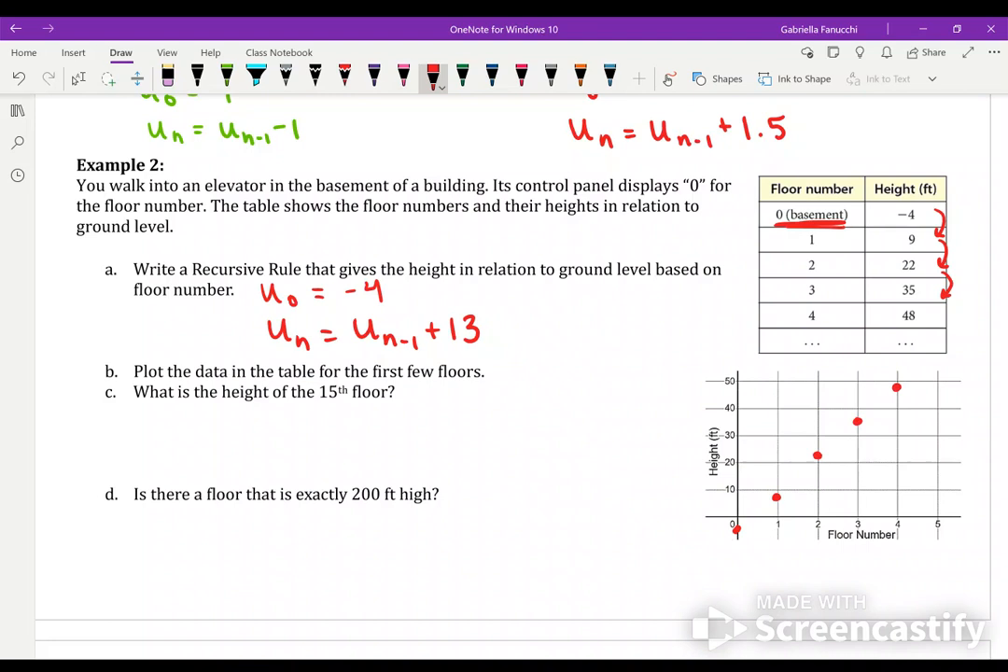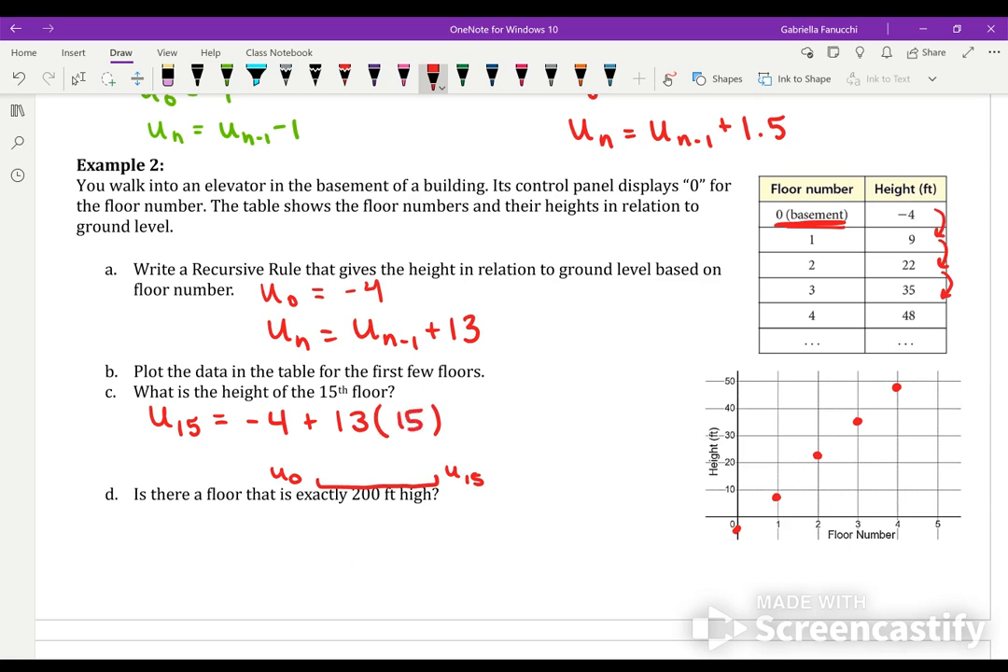Okay, so the 15th floor, we want u sub 15, is equal to, where did we start? We started at -4 plus, what are we adding each time? What's the pattern? 13. How do we get this number? If we're at u sub 0, we want to get to u sub 15. What do I need to add to get to 15? I have to add 15.